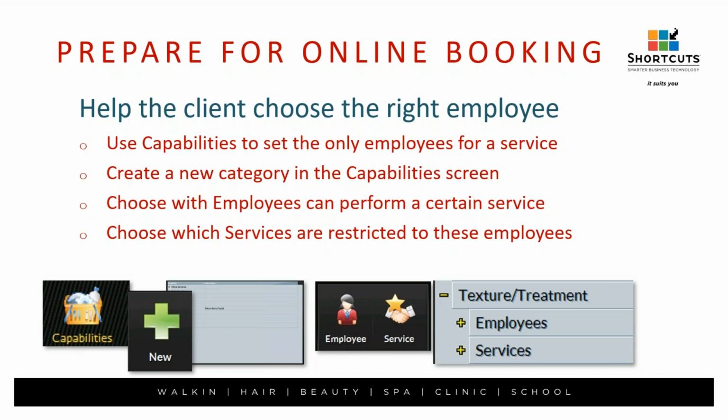So you can tell Shortcuts, this is my team that does color. This is my team that does haircuts. Somebody jumps online and chooses a color service, then Shortcuts will only show them the list of the employees that can do color. So if you have a barber on your team and the barber is the only one that has the license to do straight razor services, then when somebody jumps on your online booking and chooses a barbering service, only those specific employees come up on the list. So those are capabilities. If you're not currently using capabilities, you absolutely want to have those set up. And in a moment, I'm going to show you how to create capabilities in Shortcuts.